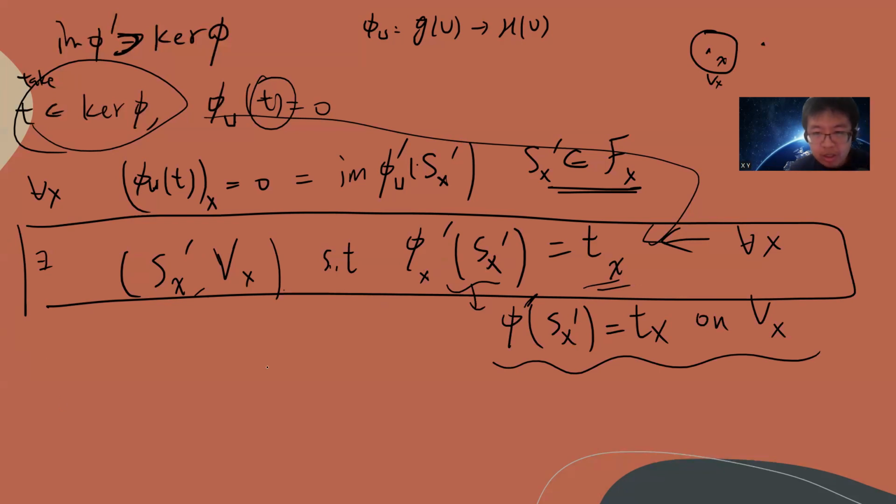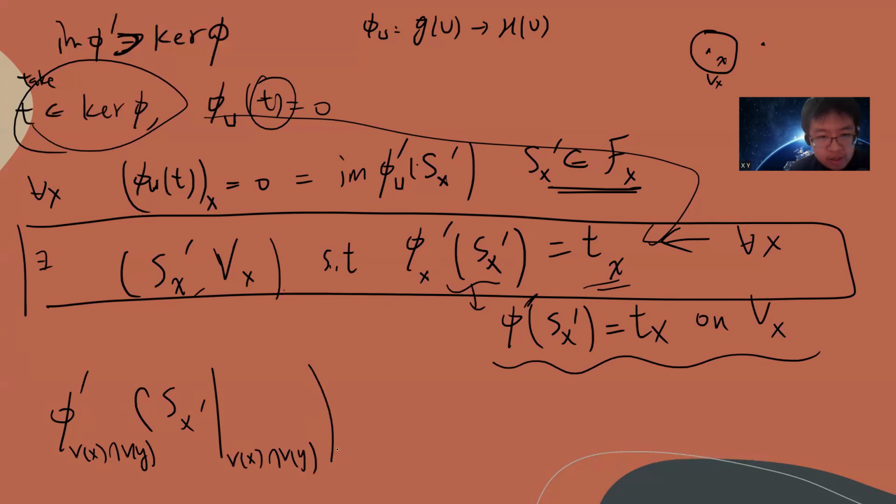Okay, so let's check. If we do phi prime on the intersection of v x and v y, and we check that if I restrict it from x prime, restricting on v of x intersection v of y, this is the same as what? This is the t of x, but restricting to v of y, by the sheaf property. So it's v of x intersect v of y. And then this is also the same as phi prime if you exchange x and y.